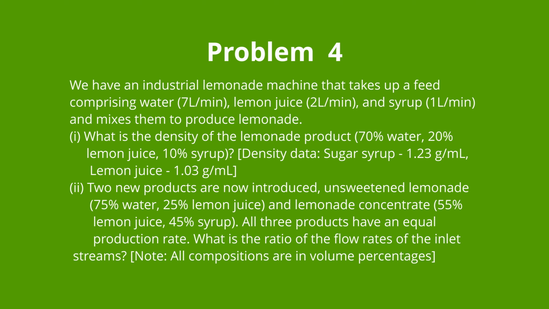Question 2. Two new products are now introduced. Unsweetened lemonade, which is 75% water, 25% lemon juice, and lemonade concentrate, which is 55% lemon juice and 45% syrup. All three products have an equal production rate. What is the ratio of the flow rates of the inlet streams? Note, all compositions are in volume percentages.